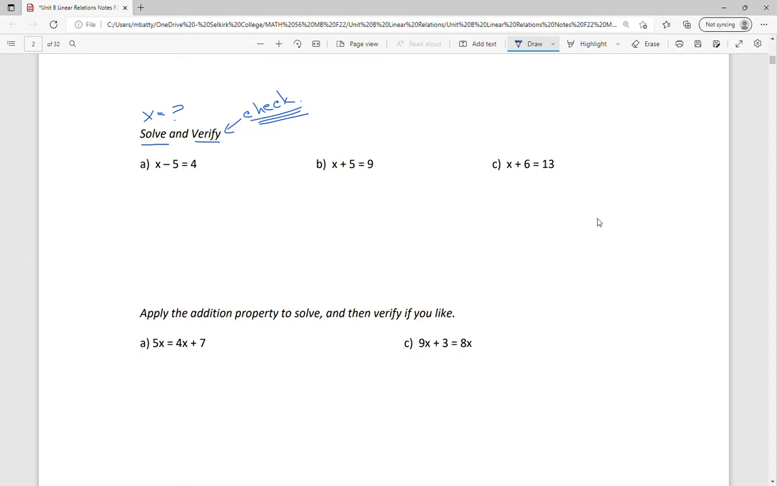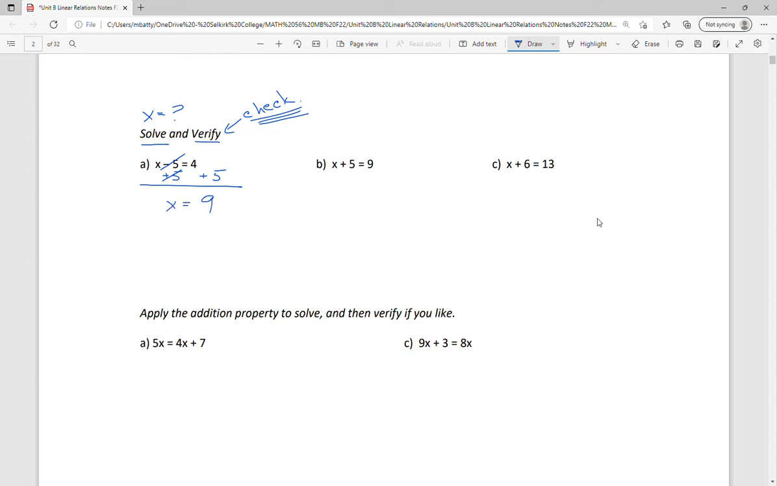Okay, so in A, if we want x all by itself, my problem is having this minus 5 over on this side of the equation with my x. So if I add 5 to this side of the equation, that would get rid of the negative 5, and I'd have just x by itself, but I would also have to add 5 to the other side. So if I take a look at the next line, adding these kind of vertically, if you will, it's just the way I show my work, x would equal 9.